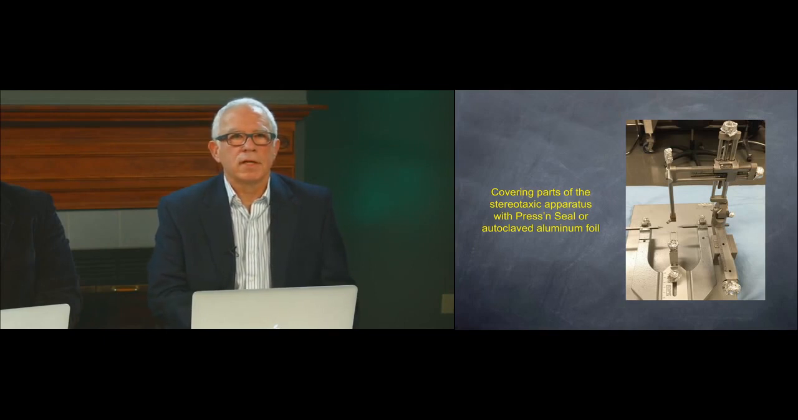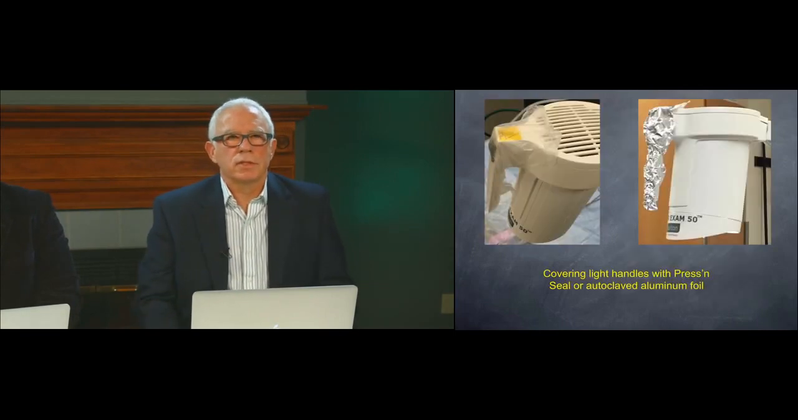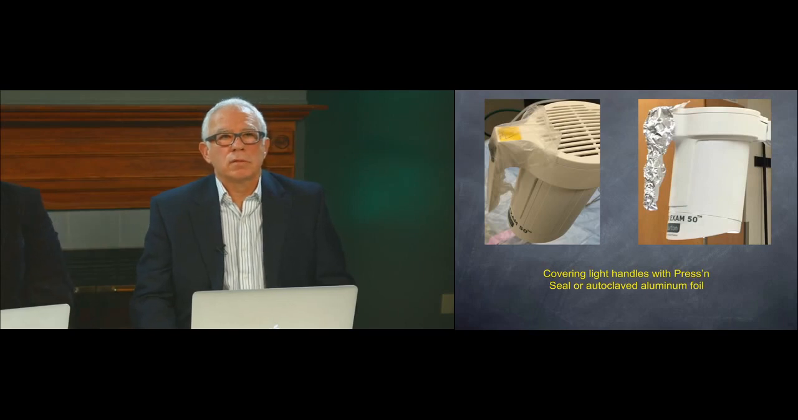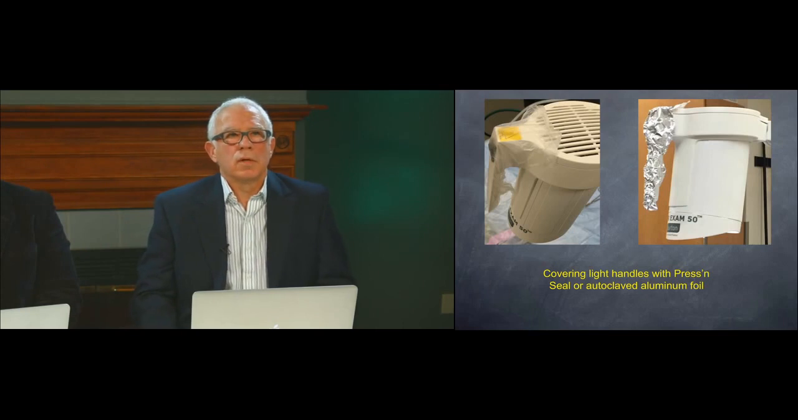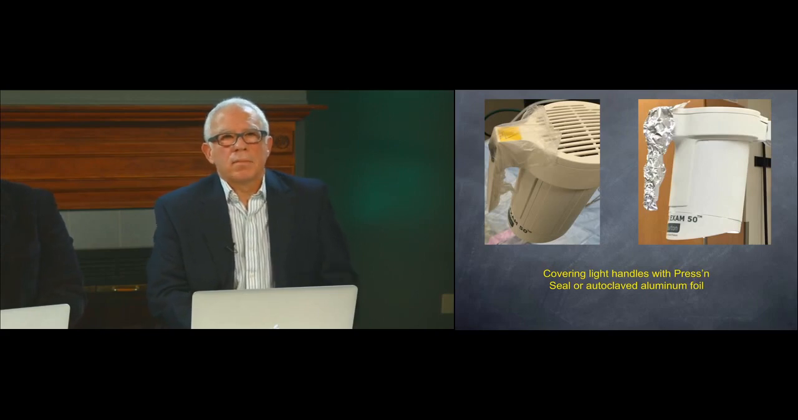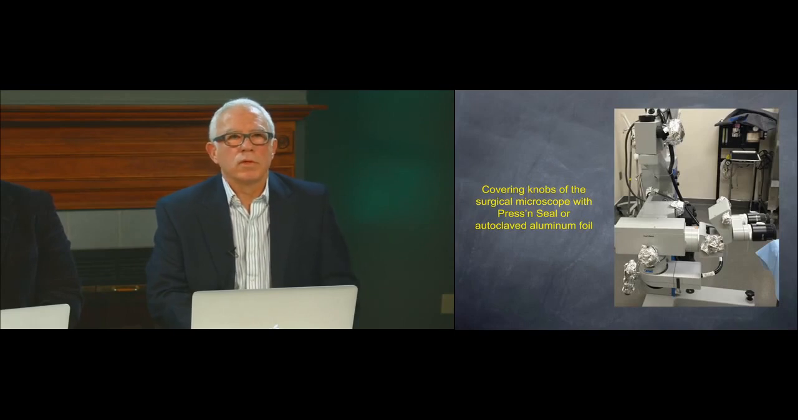So smiley faces here. What about the light? Many times I need to adjust the position of the light, because my hands on the surgical wound may cast a shadow on the wound. So I need to move the light to continue to visualize my sterile field or my surgical wound. Again, here you have some practical solutions. And then the microscope. This is our surgical microscope at work. We do the same thing with either press and seal or aluminum foil.